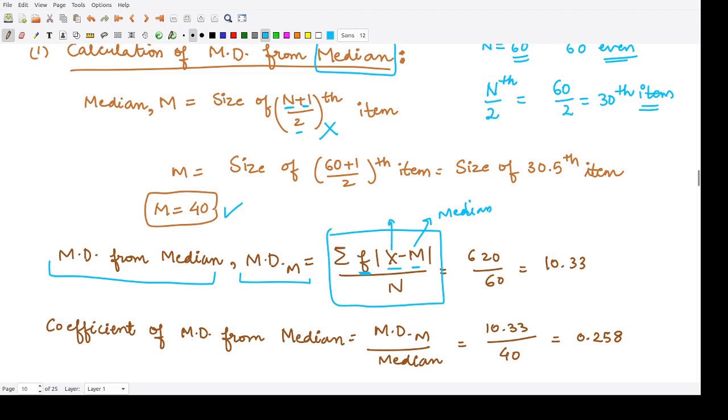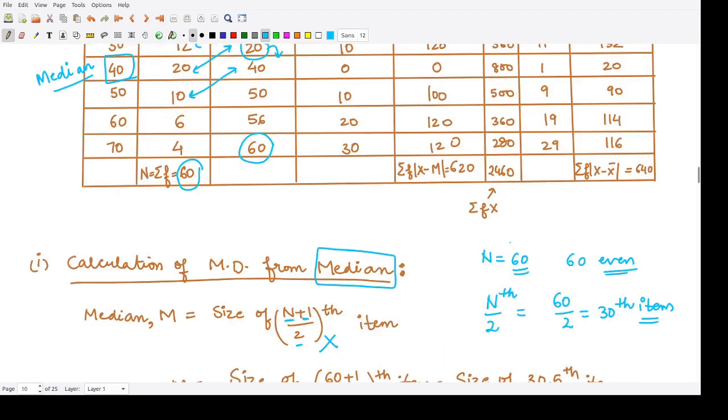X is the corresponding data. F is the frequency. So now how do you obtain this term? For that, we know what m is here: it is 40. So we use this value 40 and subtract it from all the given data.